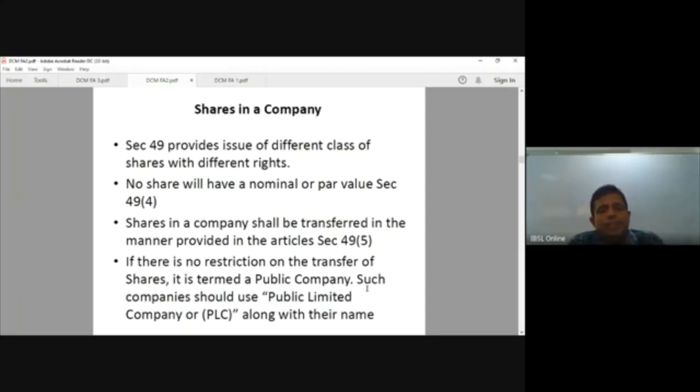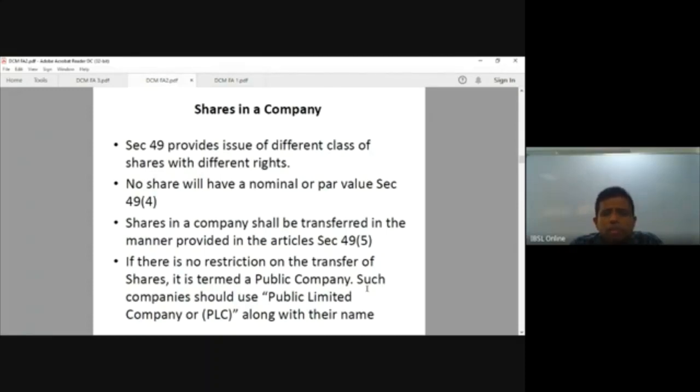Right. Then shares in a company: section 49 also provides for the issue of different classes of shares with different rights. Normally there are mainly two categories: ordinary share capital, which has the voting right of the company, then preference shares, which don't have the voting right, but do have a fixed amount of dividend attached to the particular preference share.